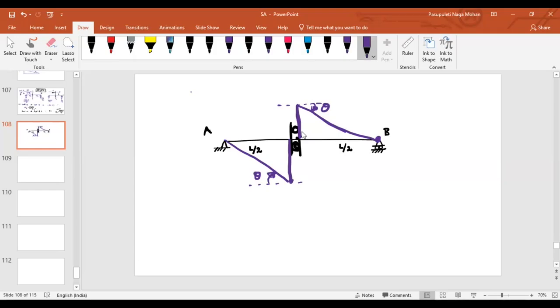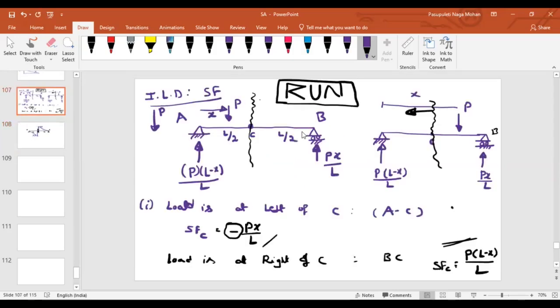Yes, please. Sir, the sign convention, I still have a doubt. In the portion A to C, we have a positive shear, right, sir? In between A to C, do we have a positive shear? Positive shear or negative shear? Positive shear only, sir. How can we say the negative shear? We are talking about at point C.